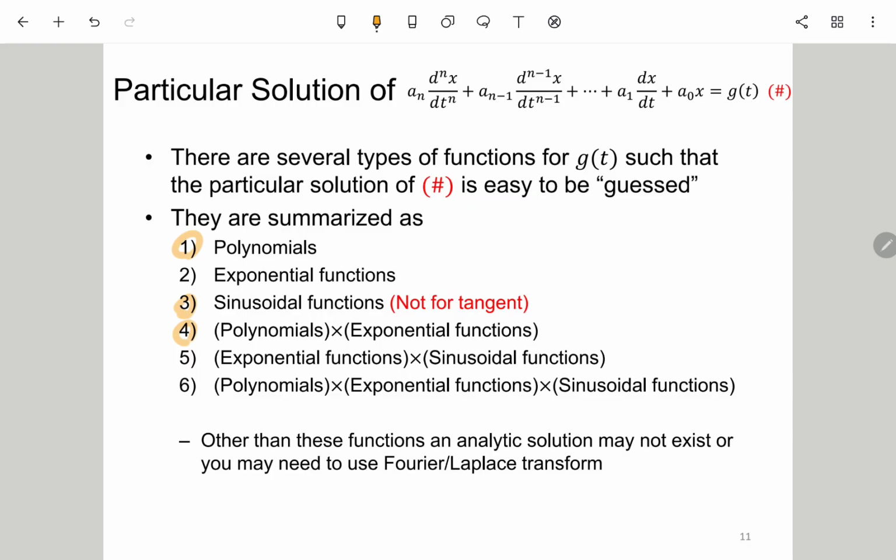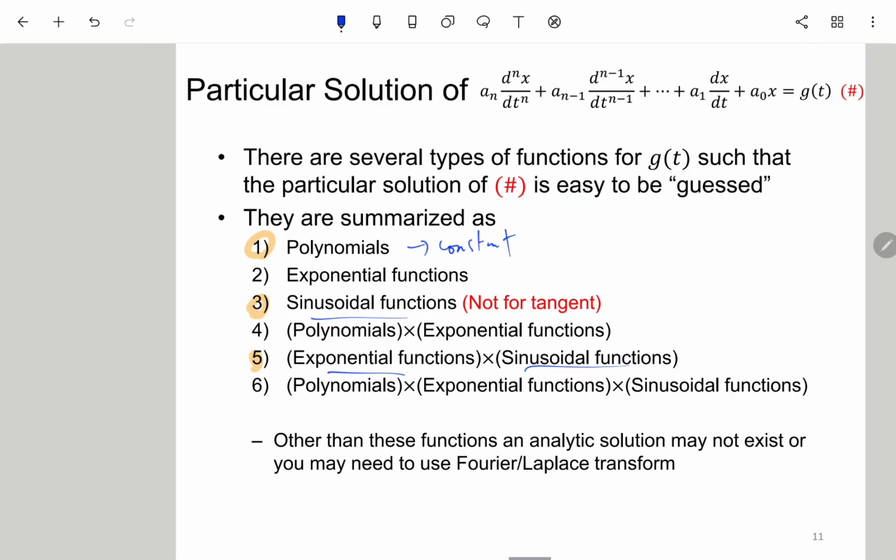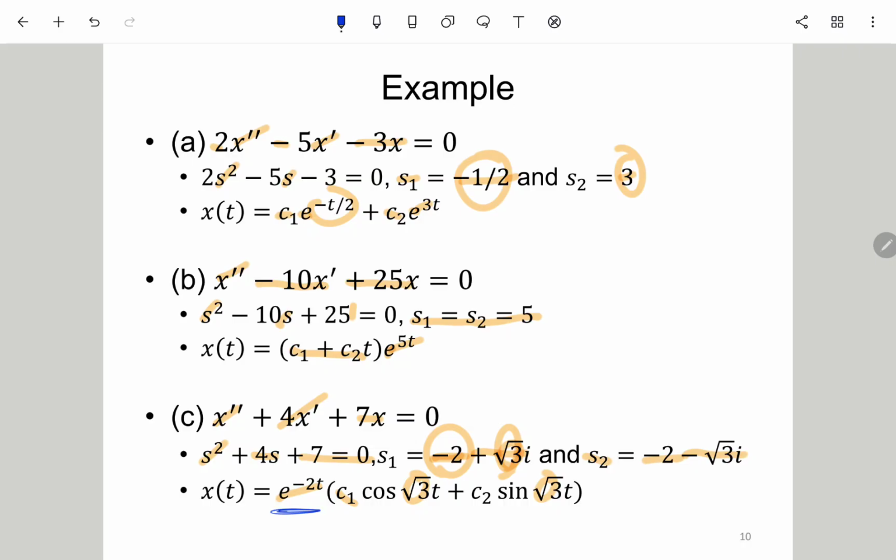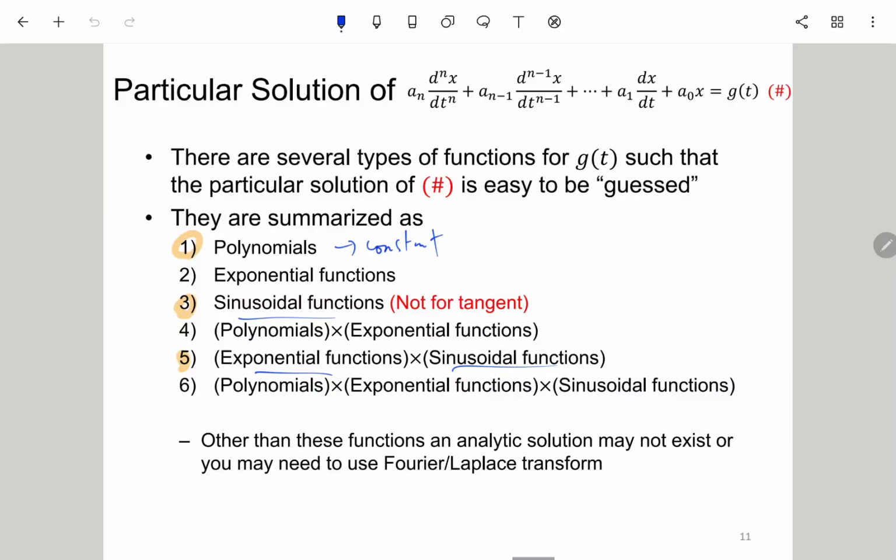Okay, so actually the first case is the easiest one, especially when it is a constant. A constant will be the most specific case, the special case. And then the sinusoidal function is also important. Exponential, not this one, should be this one. Exponential function times the sinusoidal function, because here we also have exponential function times the sinusoidal function, so you expect that this one will be able to occur.